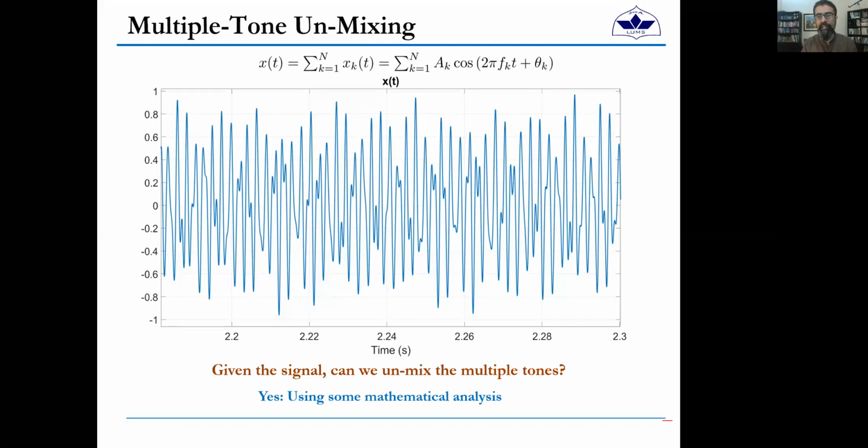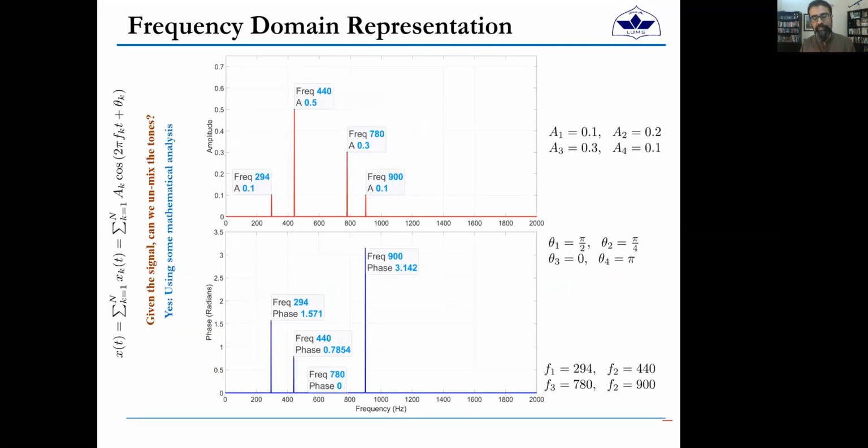There is some mathematical machine which can separate these sinusoids out into their individual amplitudes, frequencies, and phases. Right? So for this particular example, when I apply this mathematical analysis or toolset, this is the breakup that I get. What's important for us to understand is not exactly what that mathematical analysis is, because that's beyond the scope of a freshman course, right?